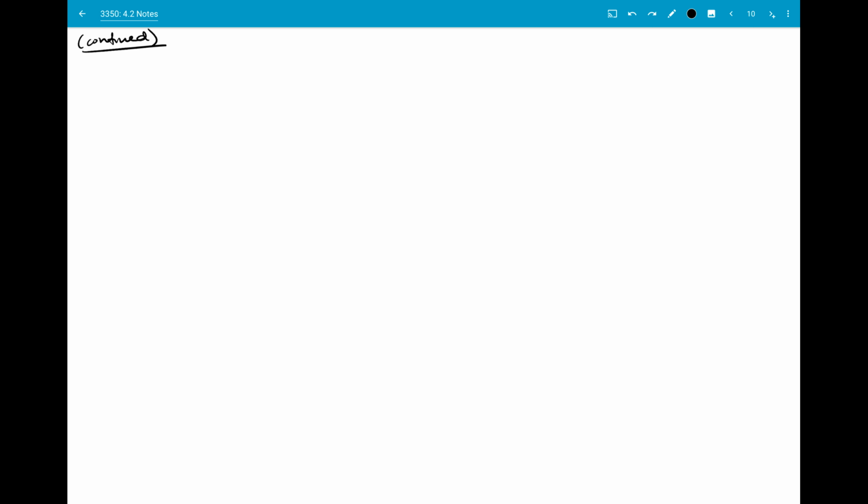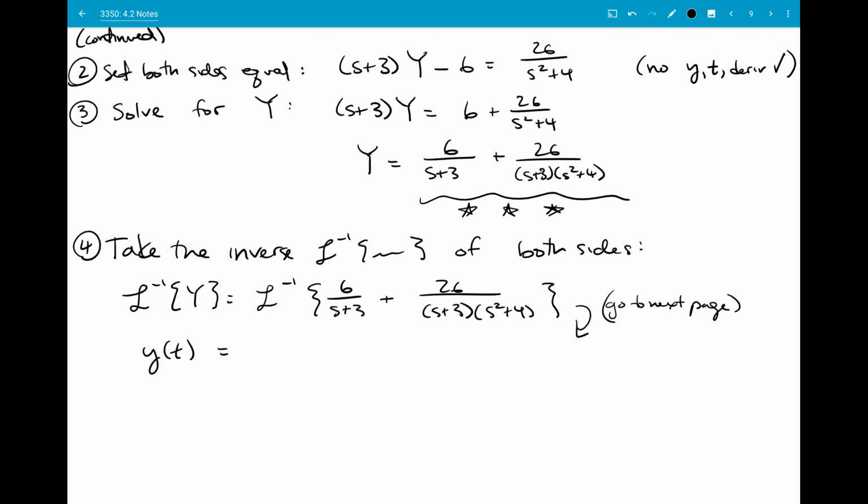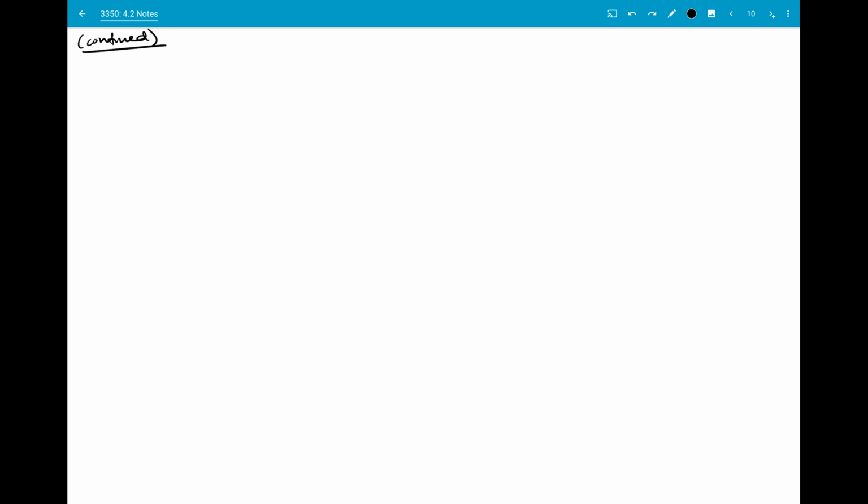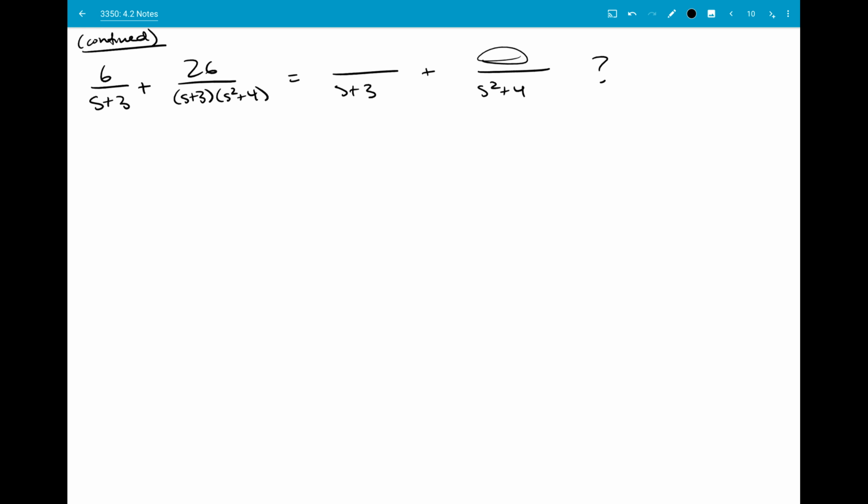So we're looking at 6 over s plus 3 plus 26 over s plus 3 times s squared plus 4. And what we'd like to have is that this looks like something over s plus 3 plus something over s squared plus 4. Then we sort of know how to take the inverse Laplace transform of things that have s squared plus 4 in the denominator and s plus 3 in the denominator, so it would be okay.